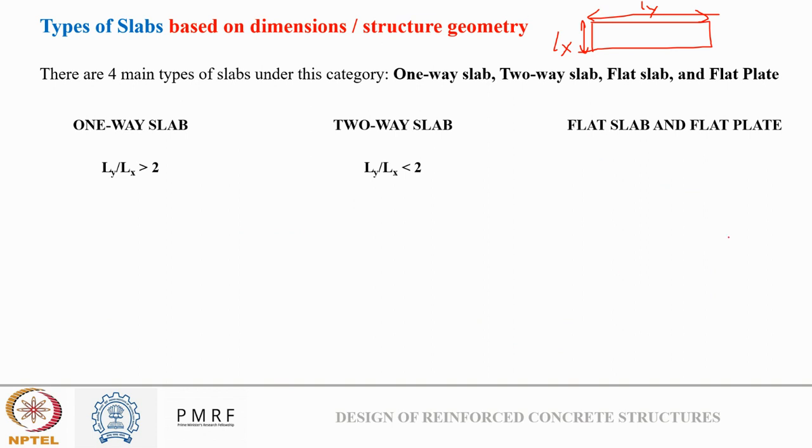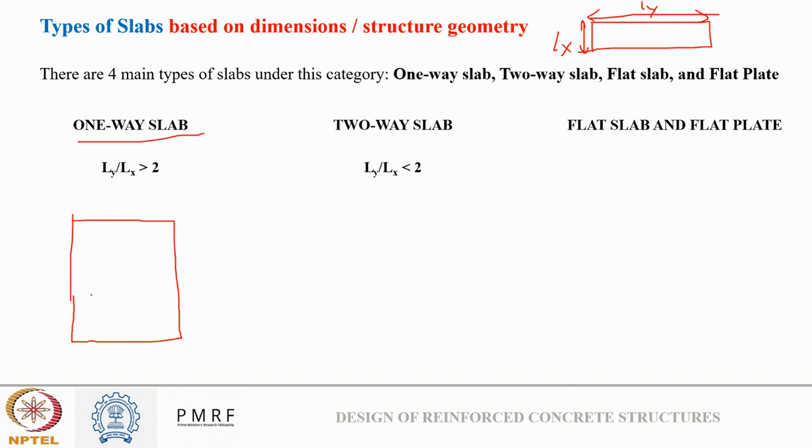So the length across the x and y direction, that is what we are talking about. Now, if the ratio of the longer side to the shorter side is more than 2, then we say the slab is a one-way slab. Okay, what do we mean by one-way slab?